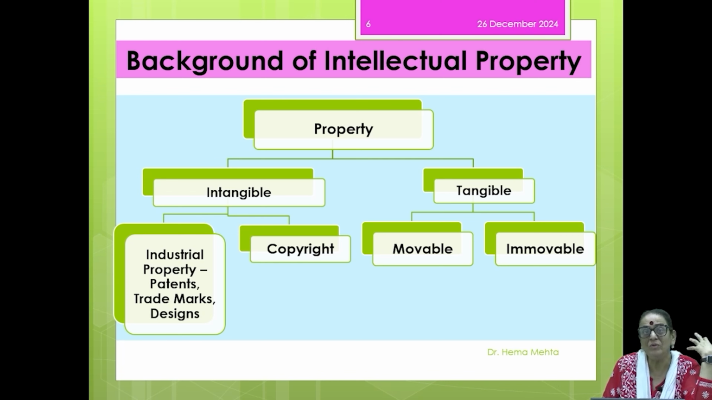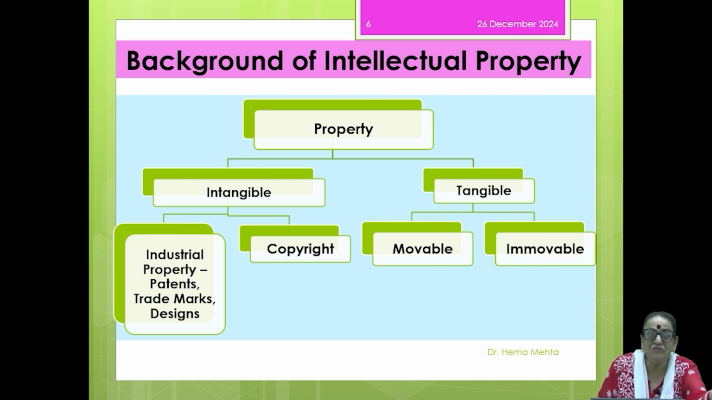Here I am trying to make you understand that property could be either tangible or intangible. Tangible means you are able to touch and see it, and it is divided into movable and immovable. If I have jewelry, that is movable property. If I have a flat, a farmhouse or a plot of land, that goes into the immovable category. Coming to intangible, we may not be able to see it, but we are able to feel it.